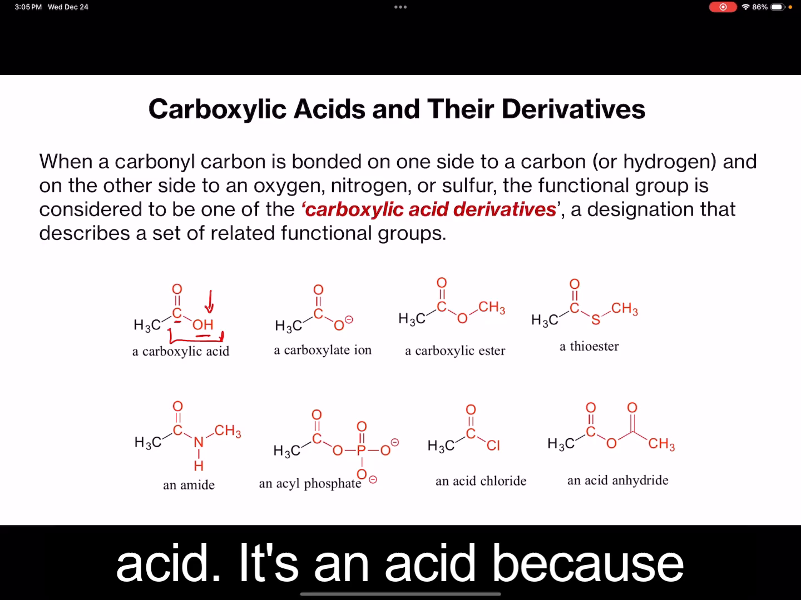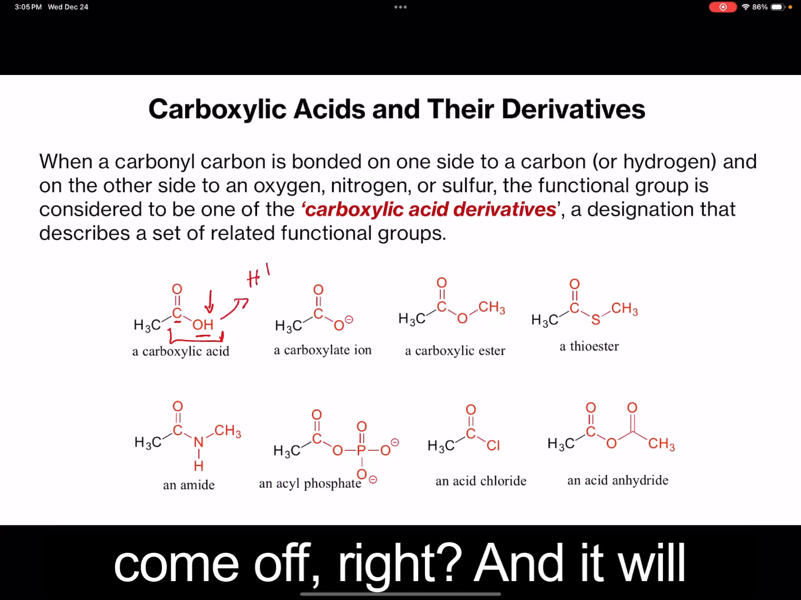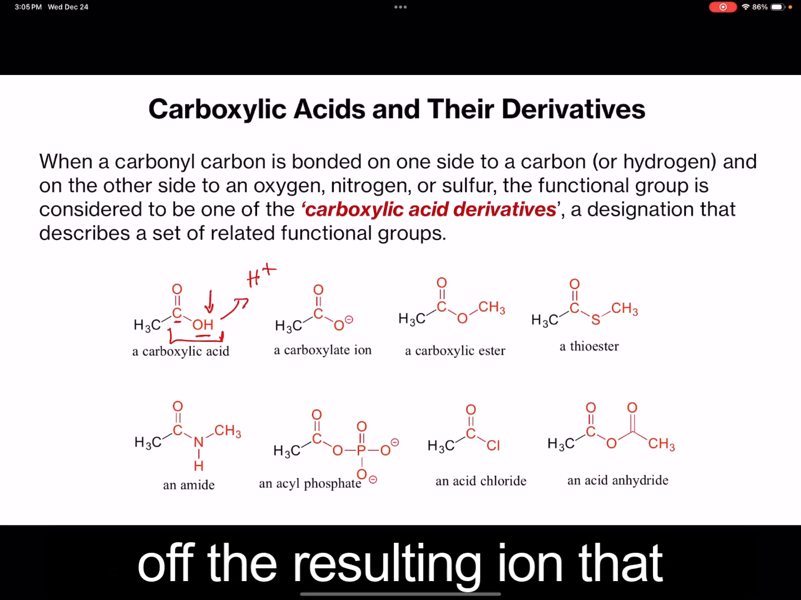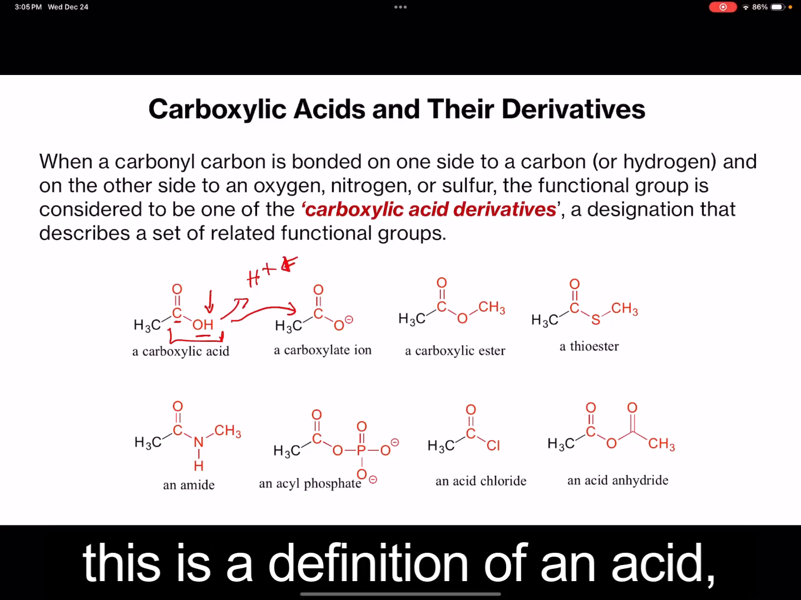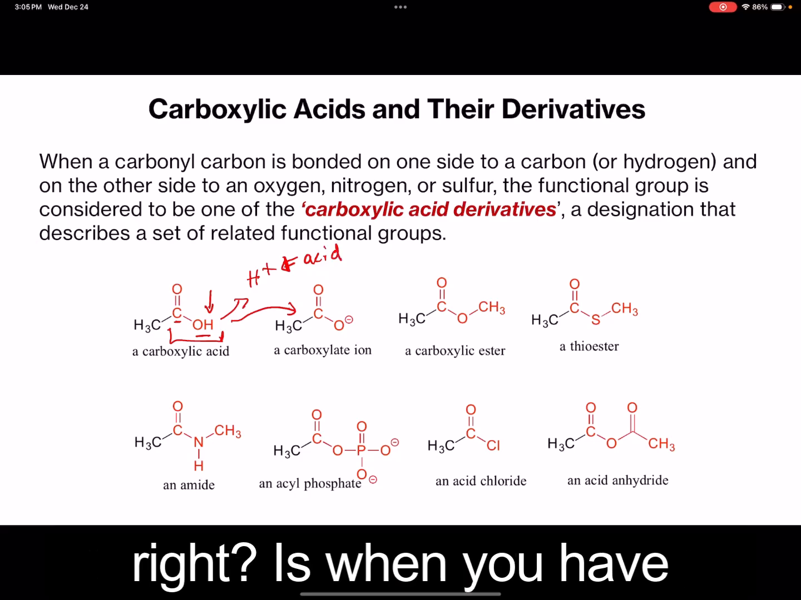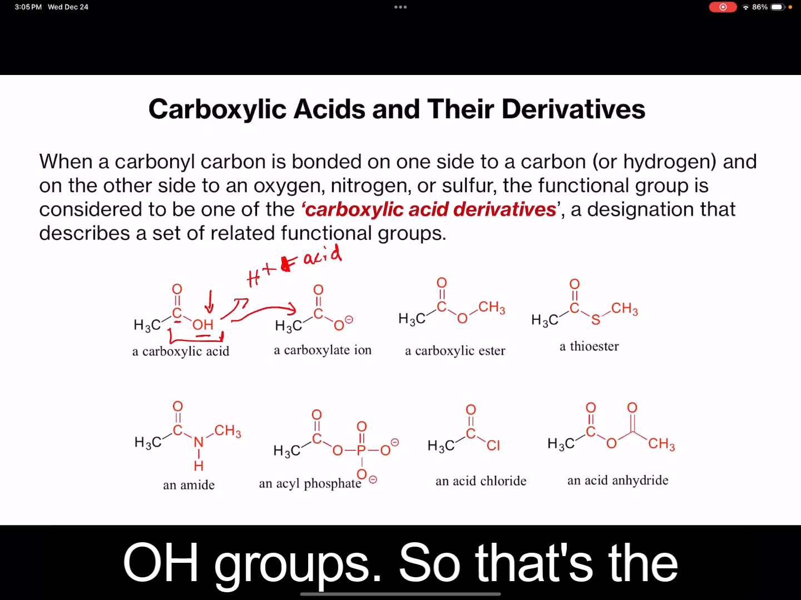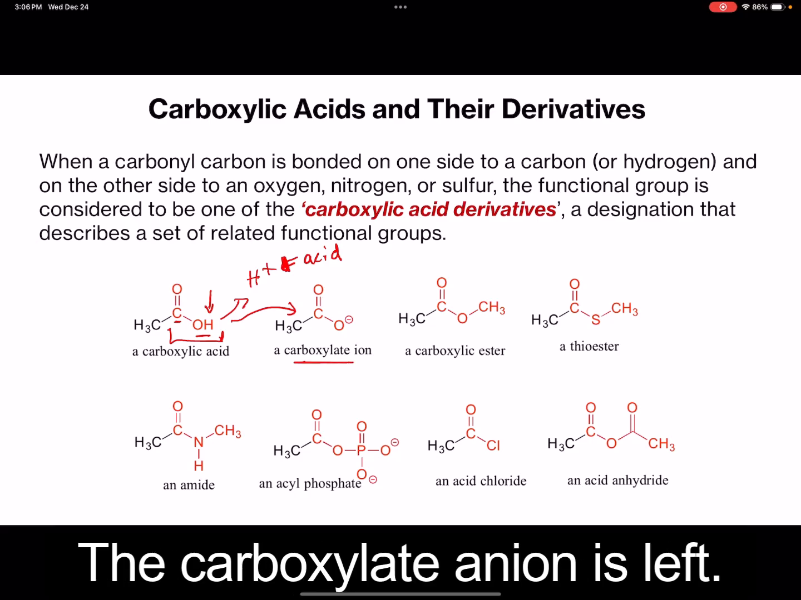It's an acid because that hydrogen will want to come off, and it will come off as H+. It will leave the electron with the oxygen. And so when that H comes off, the resulting ion that forms is a carboxylate ion and the proton. This is a definition of an acid, when you have more protons in solution than OH groups. So the acidic proton comes off, and the carboxylate anion is left.